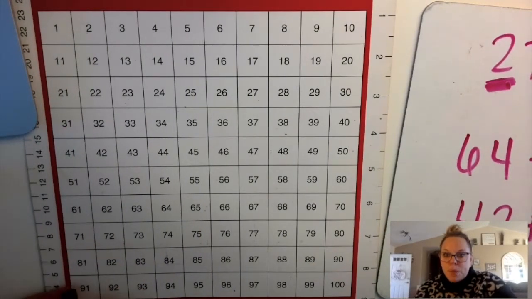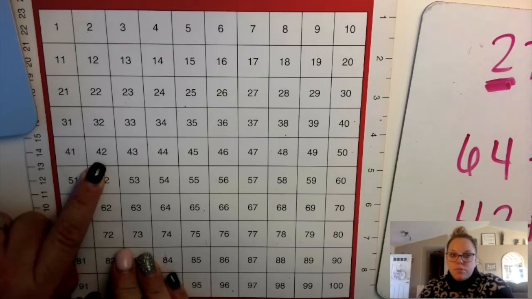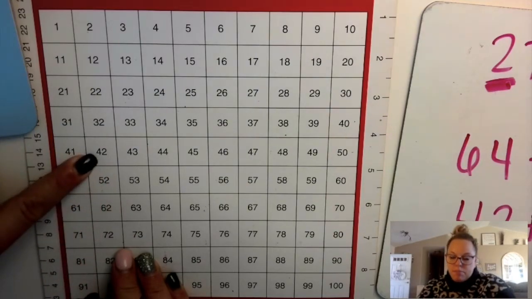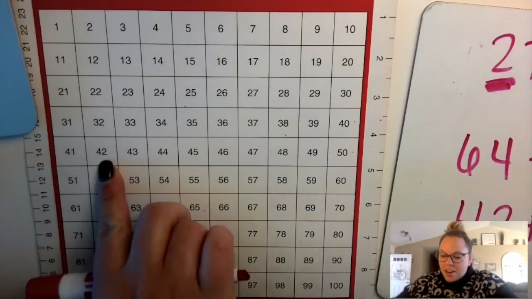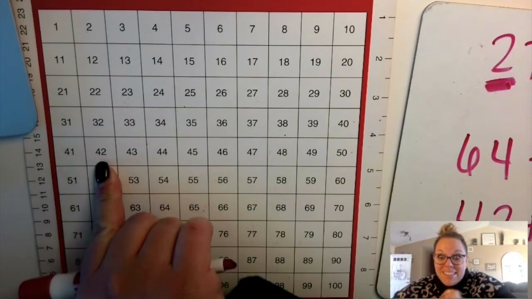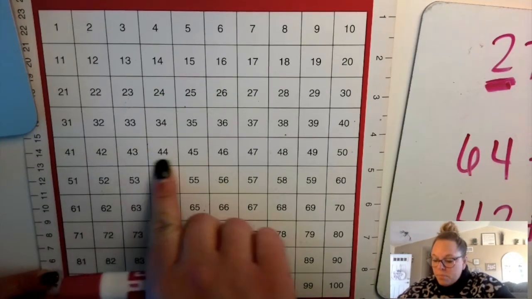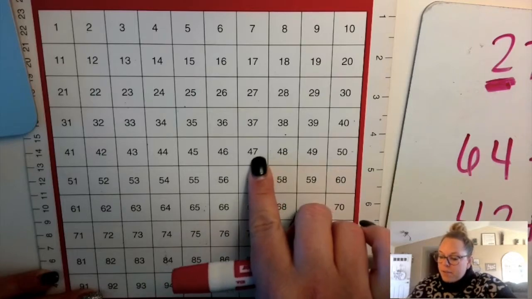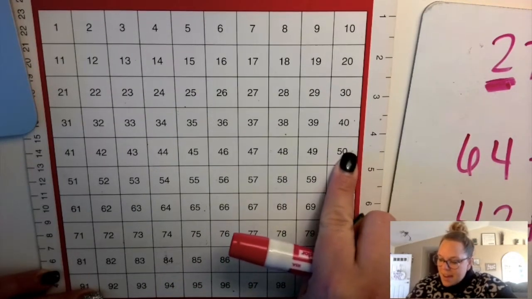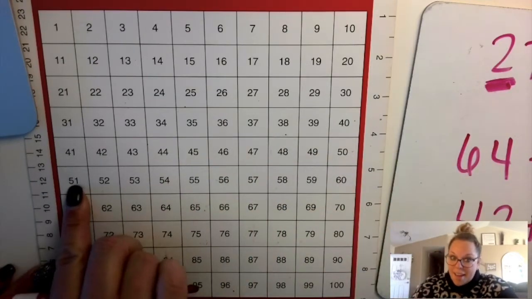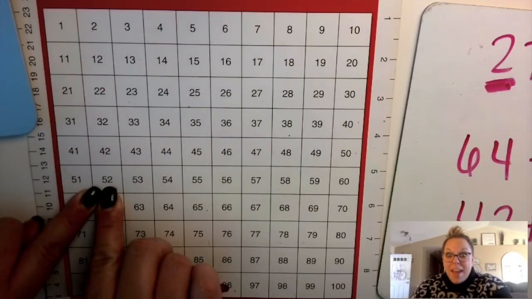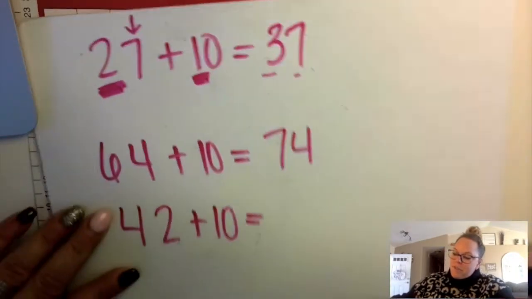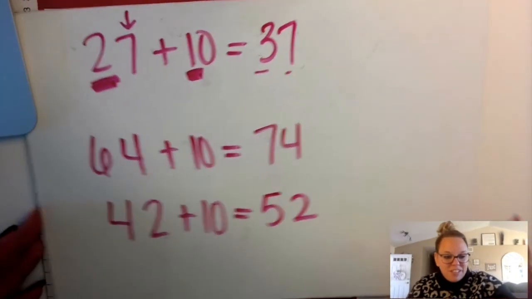42 plus 10. There's 42. What do you think your answer is going to be? Now remember, I already showed you your trick, but I want you to see why we can say that and why it's true. So start at 42, and we're going to count 10 more so you can exactly see what I'm talking about. 1, 2, 3, 4, 5, 6, 7, 8. Let's go down to the next row. 9, 10. So 42 plus 10 equaled 52. 42 plus 10 is 52.